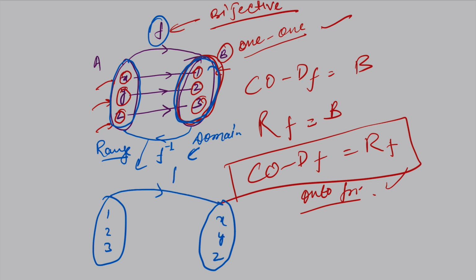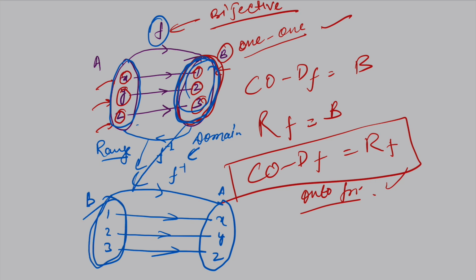So the f inverse function is defined from set B to A. The image of 1 is x, 2 is y and 3 is z. So here we can clearly see that the original function's codomain becomes the domain of the inverse function and the domain of the original function becomes the codomain or range of the inverse function.